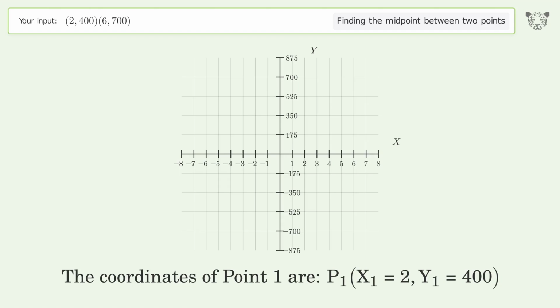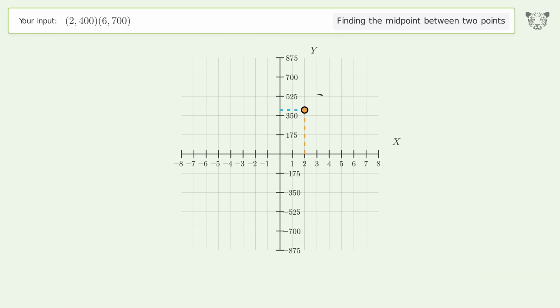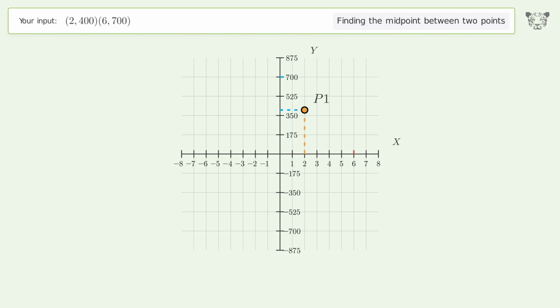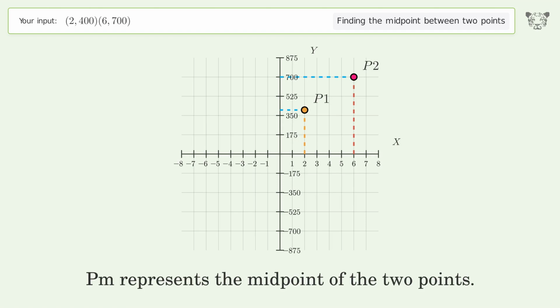The coordinates of point 1 are, x1 equals 2, y1 equals 400. The coordinates of point 2 are, x2 equals 6, y2 equals 700. PM represents the midpoint of the 2 points.